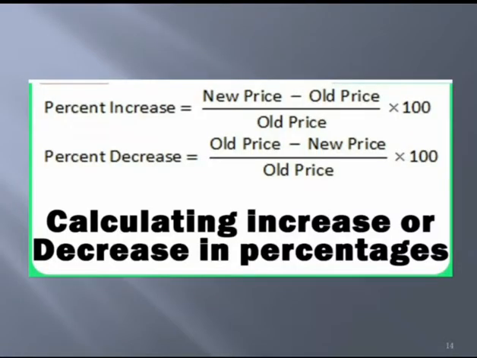So we have here the formula of percentage increase, that is, new price minus old price upon old price. Multiply this fraction by 100 to get the percentage increase. The next formula, for percentage decrease, is old price minus new price upon old price, then multiply this fraction by 100. This is how you have to calculate increase or decrease in percentages, right?